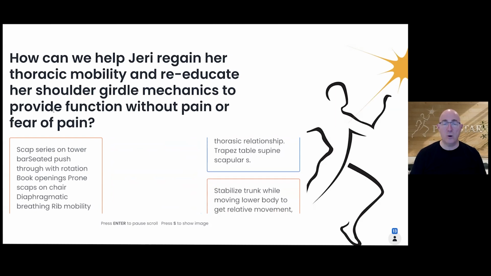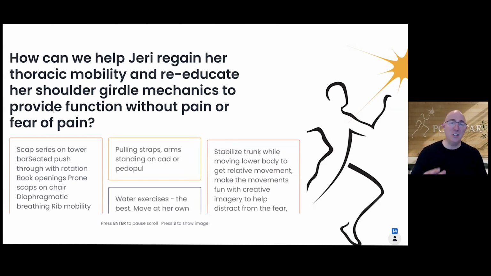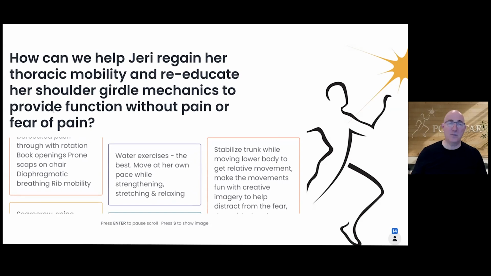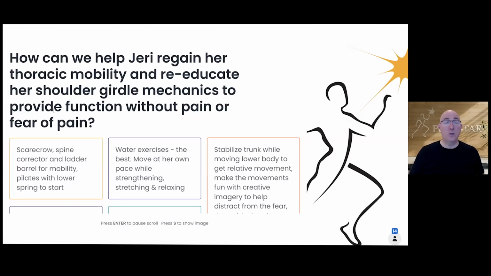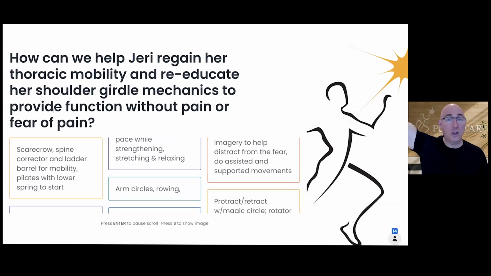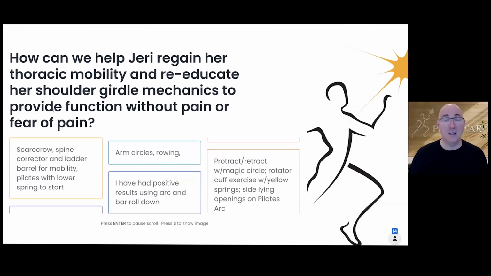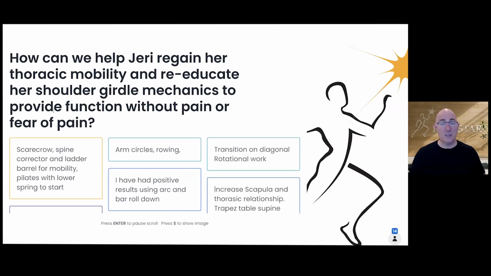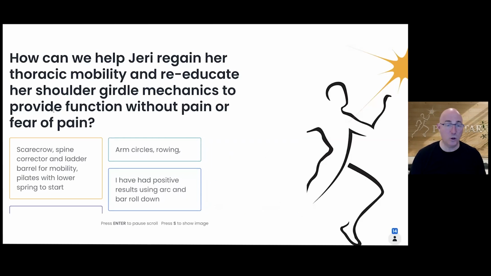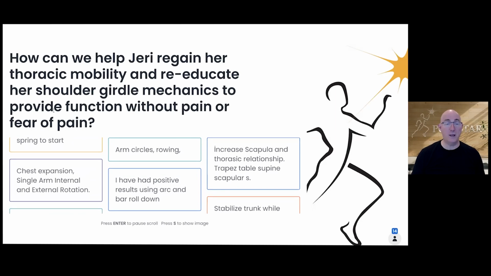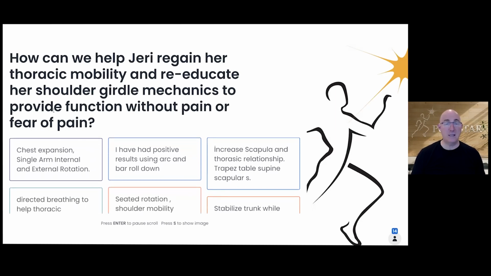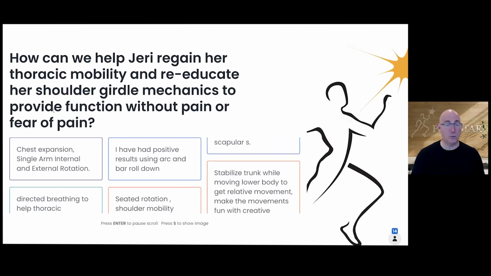Arm circles and rowing. A lot of times the tension actually makes it easier for her to move her arms in different directions, or the assistance. Or we do the sort of trick where we engage the latissimus and we work with an eccentric load as the arm goes up and down. And she starts to realize that she has control, wakes up some rotator cuff muscles, great thing. Transitional diagonal rotational work. I have had positive results using arc and bar roll down. Love that. Yep. Get that thoracic extension and the arm and shoulder mobility.